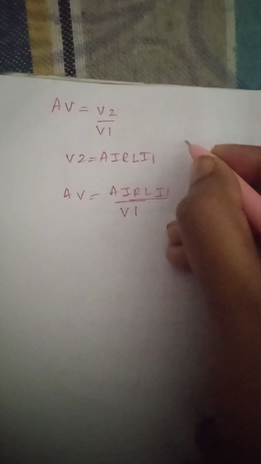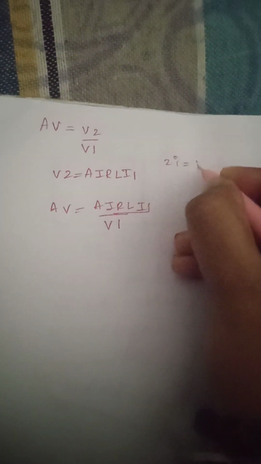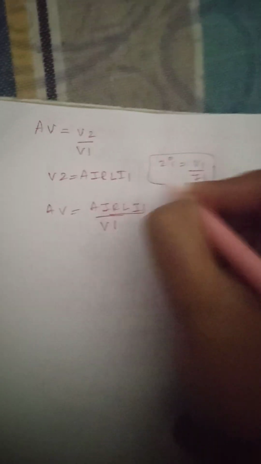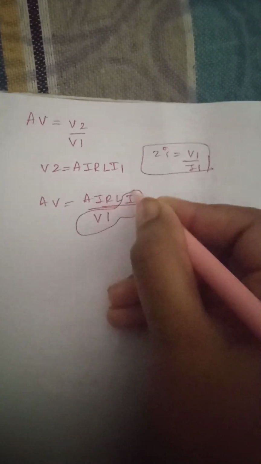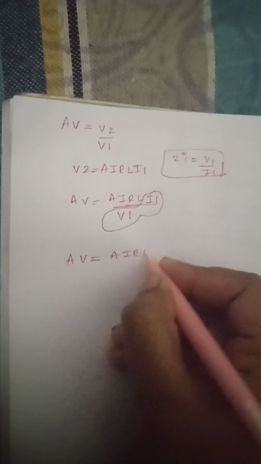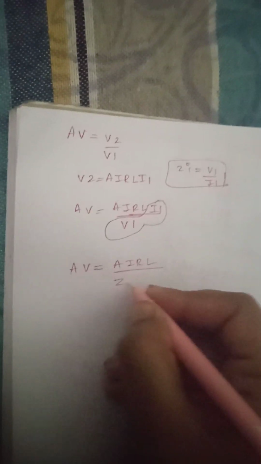Sorry, AI I1 RL, right? AI I1 RL. We know that Zi is equal to V1 by I1. From here we have I1 by V1, so it is known as the reciprocal of Zi. We can write AV is equal to AI RL, and in the denominator you can write input impedance.